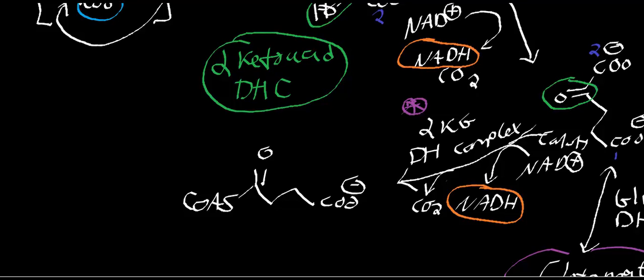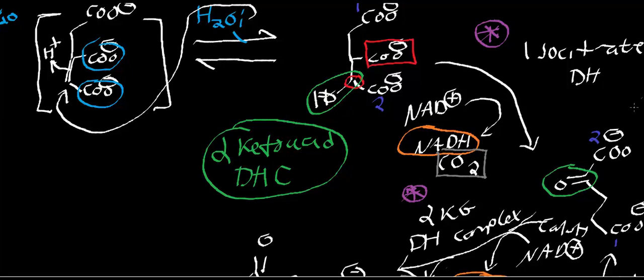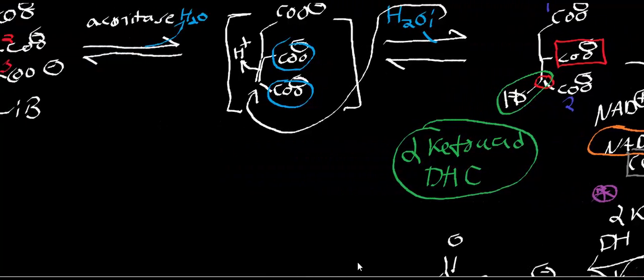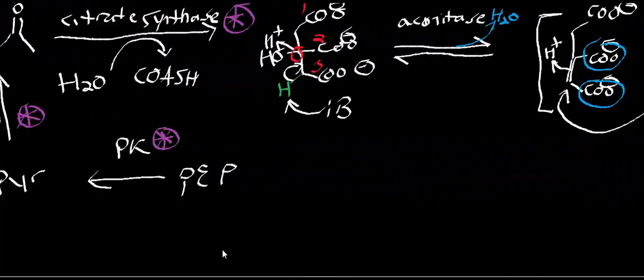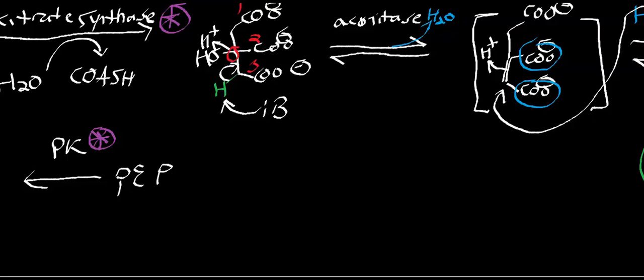Also, we have waste products. We create a waste product, carbon dioxide, in isocitrate dehydrogenase, and also in alpha-ketoglutarate dehydrogenase we produce a CO2. And in fact, let me show you this because this is important. I'm going to start at citrate.